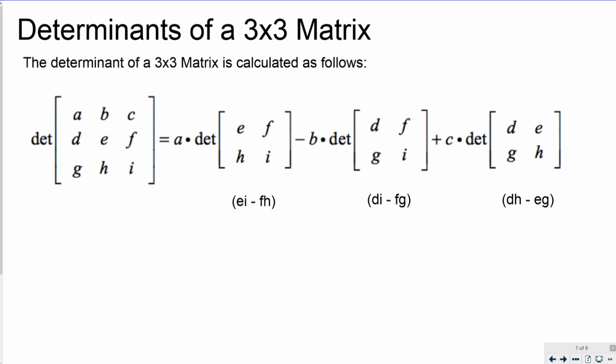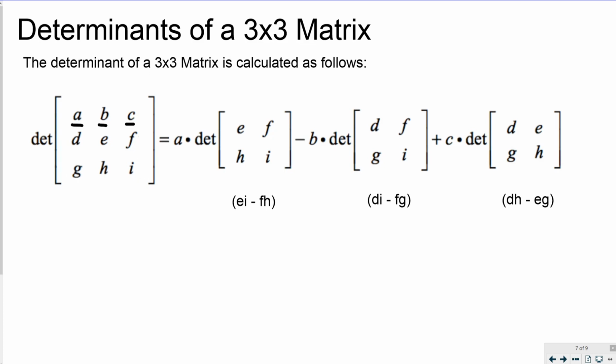So, determinants of a 3x3 matrix. The determinant of a 3x3 matrix is calculated as follows. You're going to use elements A, B, and C as coefficients of the process of finding the determinants of their opposite elements. So for A, I'm going to use these elements here and find the determinant of those 2x2. For B, I'm going to use this row here and this row here and find the determinant of those two rows. And it will be minus B in the middle.